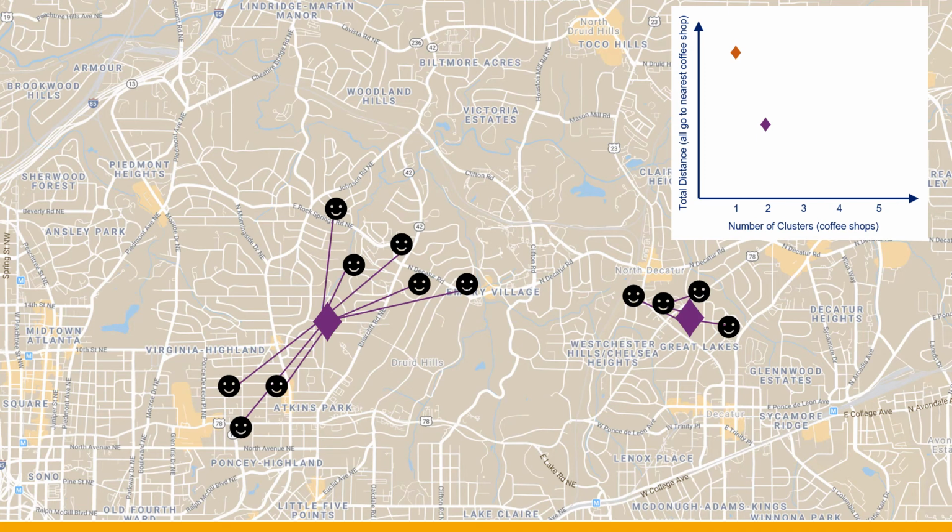Next, we consider the two-cluster solution. The two stores are located such that they minimize the collective distance traveled by all the customers to their closest store. Going from one store to two stores, we significantly decrease the collective distance the customers have to travel. We add the total distance for two clusters to our plot in the upper right corner.